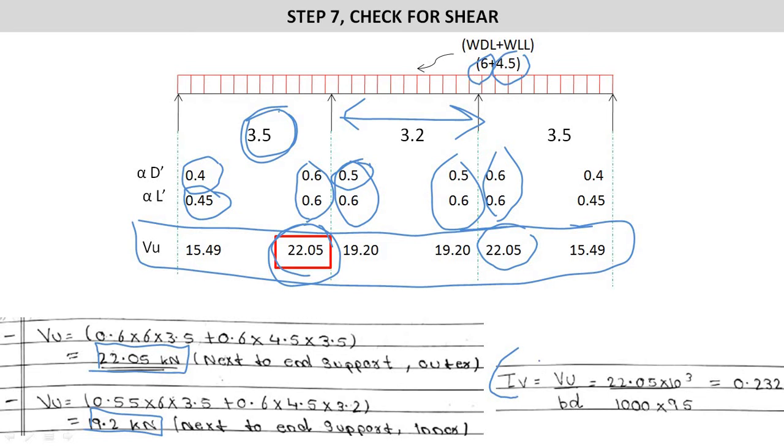To calculate tau V, the equation is tau V equals VU upon BD. This VU we have to take as the maximum value which has been obtained. So we have 22.05 into 10 raised to 3, divided by B. B means 1 meter, so we convert it into mm: 1000 mm, into the depth, the effective depth which we calculated in the first step, 95 mm. So we will have the value of tau V as 0.232. Highlight this value. We will use it for the shear check.